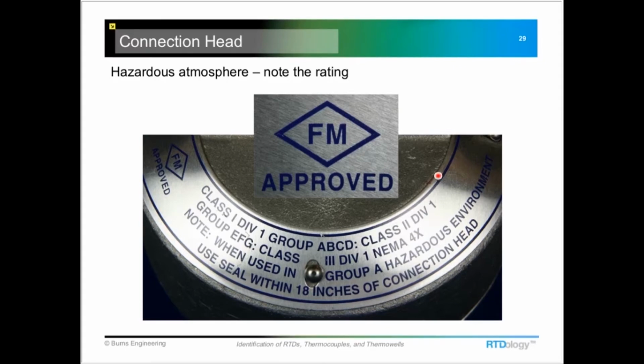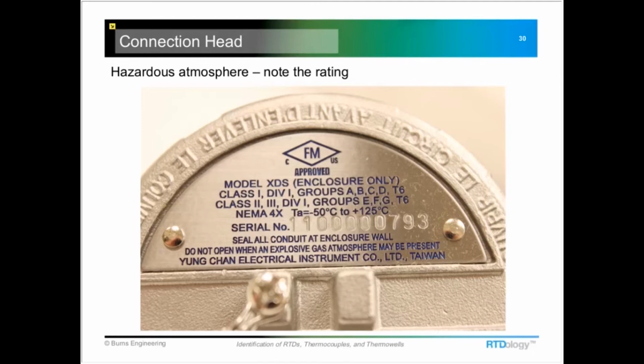This one happens to have an FM rating, and it's a Class 1, Division 1, Group A, B, C, D. So this one would be useful in something like acetylene gas. That's kind of the most explosive atmosphere there is. And this just says FM approved. There are many, many other approvals that can be out there.